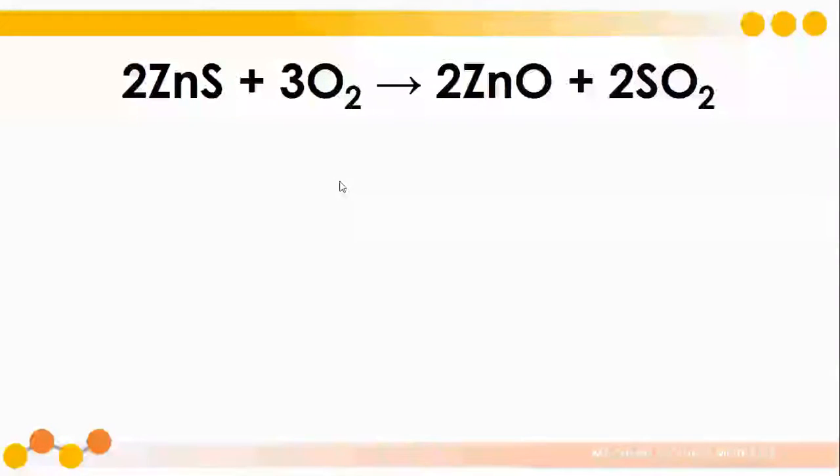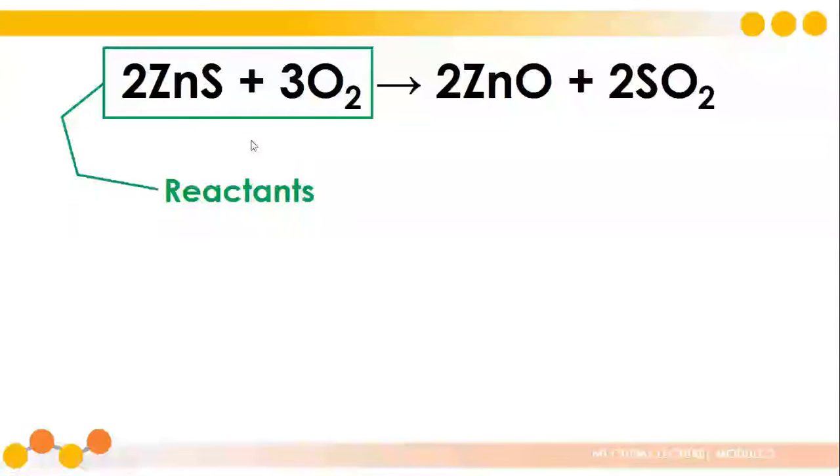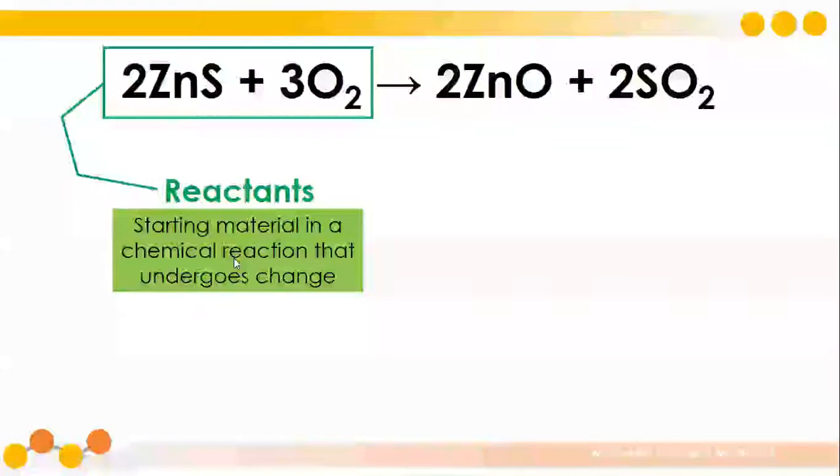let's discuss the different components of a chemical equation. So first, on the left side of the equation, we have what we call the reactants. These are the starting material of a chemical reaction that undergoes change. That means that during a chemical reaction or during an experiment, these are the chemicals that you primarily use. Okay, they are the reactants. These are the compounds that you combine to see if they would react or if there would be a change.